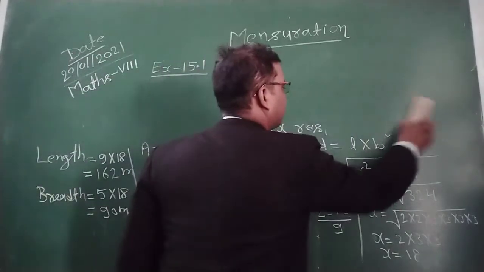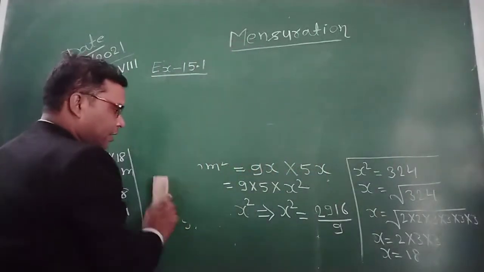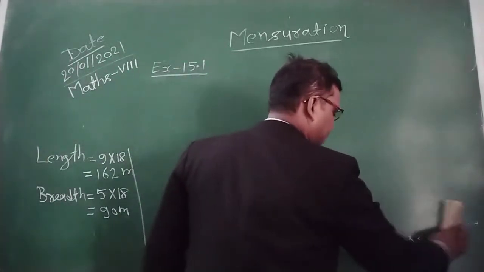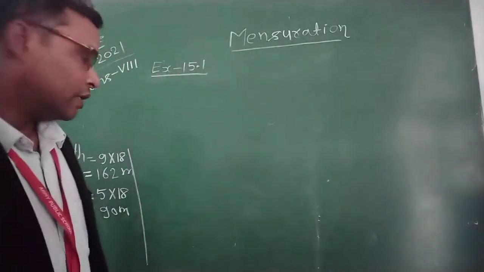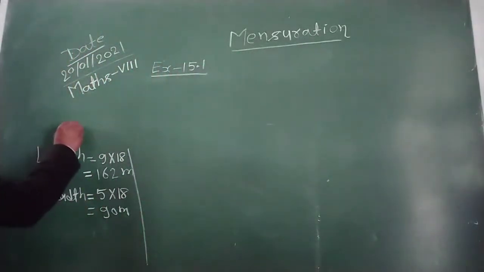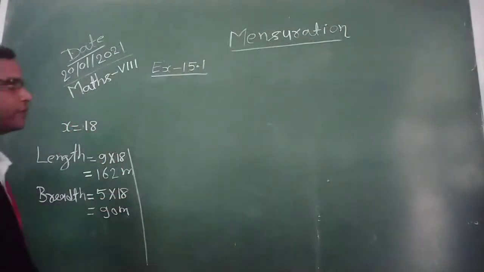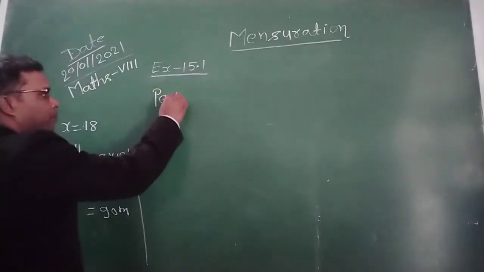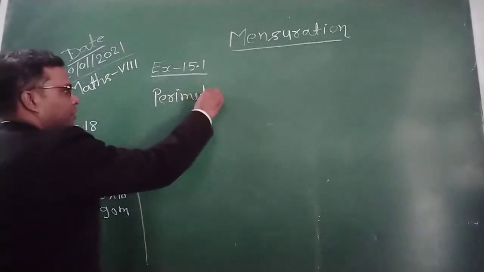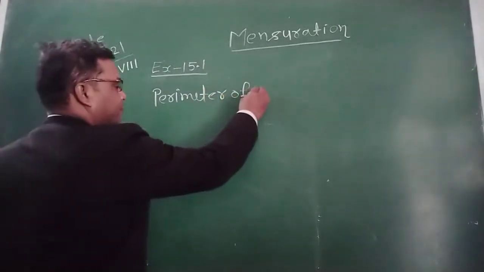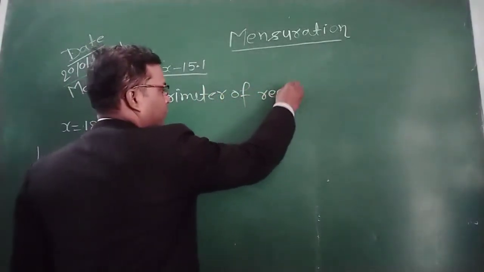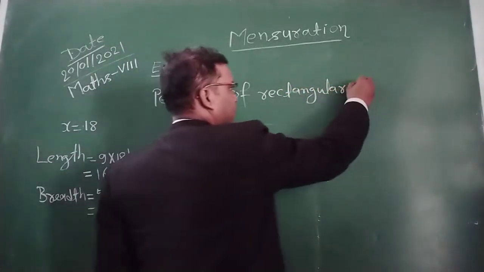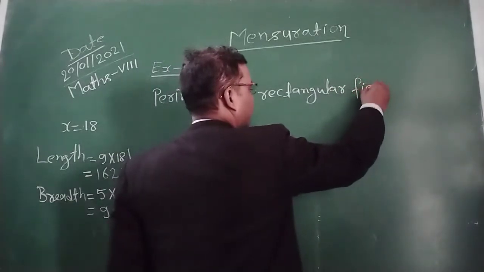So let's see what is the perimeter of the rectangular field. Here you can see, you find the value of x. Perimeter of rectangular field.